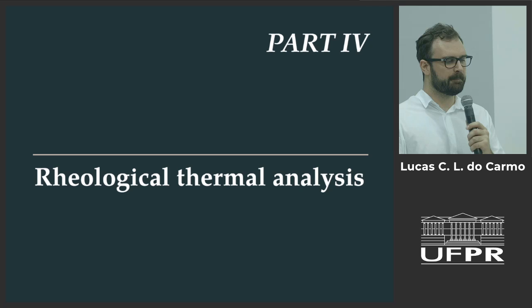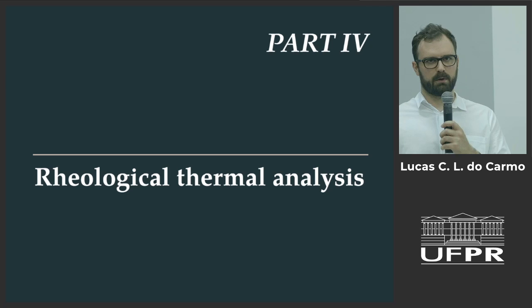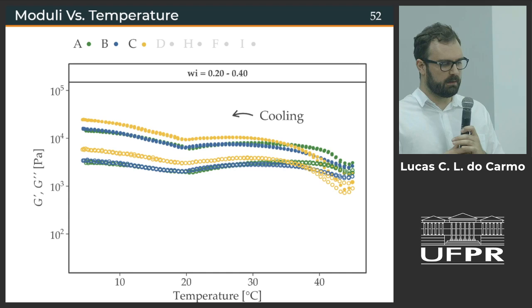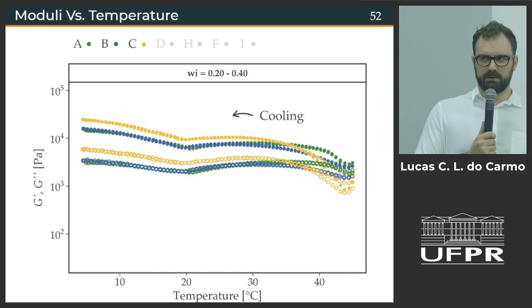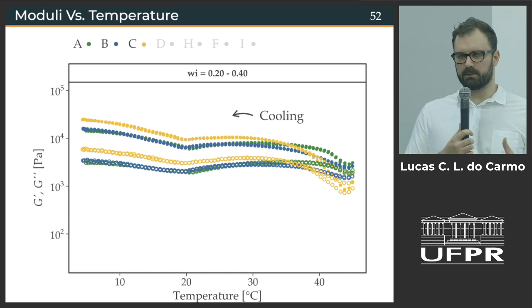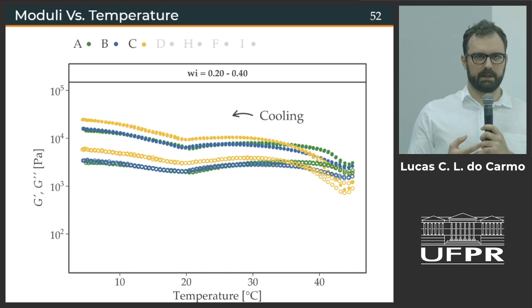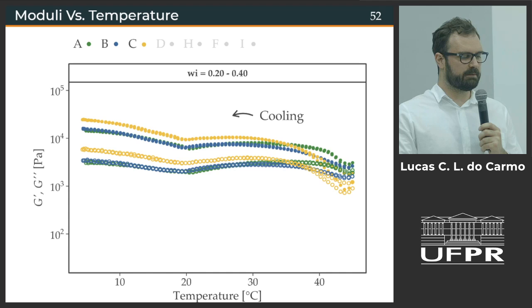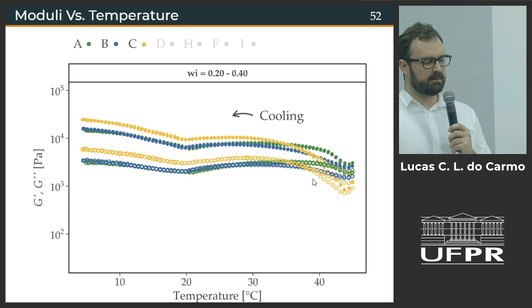So finally, for the rheological thermal analysis, which was the most important experiment in the project, we performed 10 consecutive temperature ramps at constant frequency and constant shear stress. And we observed the profiles for these creams as a function of the temperature cycles. Now here on this graph, we have two consecutive cooling ramps for different formulas. We observed that for these three formulas, A, B, and C, the temperature dependency is very small.